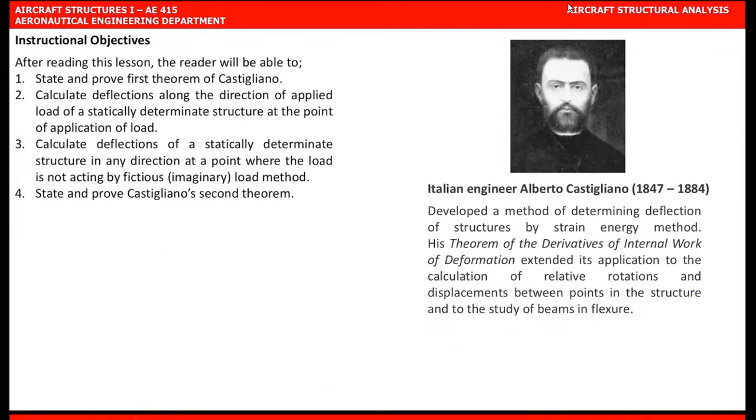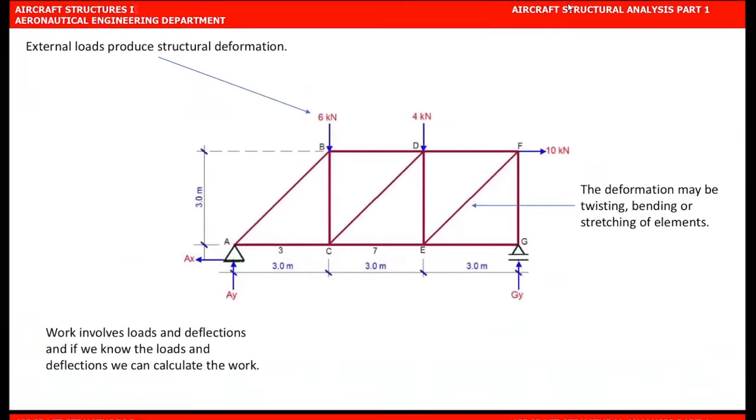Okay, so always remember point 3: calculate deflection of a statically determinate structure in any direction at a point where the load is not acting, by the fictitious load method. This is a sample of a truss structure that is statically determinate. We have three reactions from A and G, and external forces of 6, 4, 10. Those external loads produce a structural deformation. It depends on where you want to get the deflection: you can apply it here at C, or B, or D, or E. It depends on the deflection you want to find.